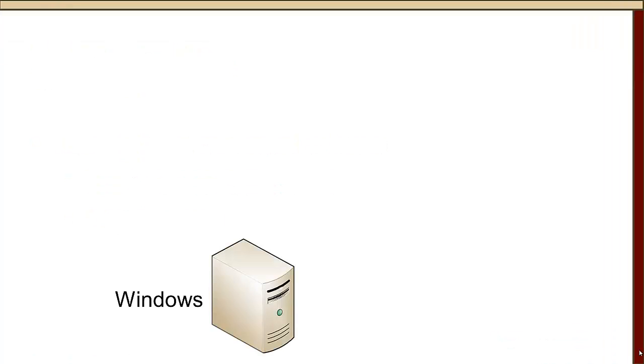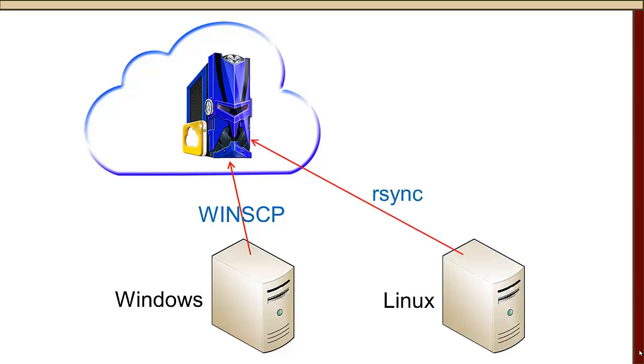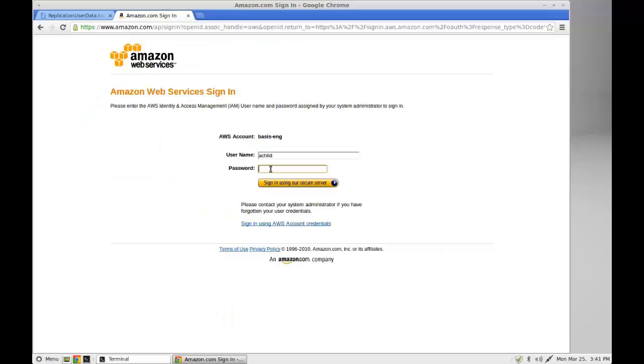So here's what we have set up so far. Here's a ground machine, and we've created a cloud machine using the Basis AMI, so that's up and running. We use WinSCP for the one-time process of rsyncing the data up to the cloud machine. And if we've got Linux, we'd use rsync, and now we're ready to go. Now we're going to go ahead and log into the Amazon console.